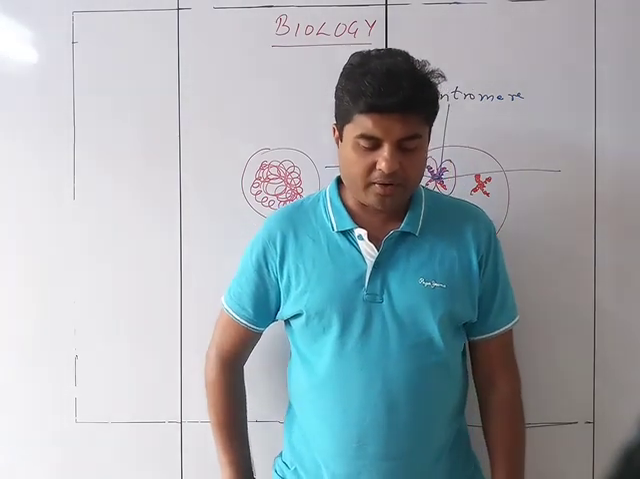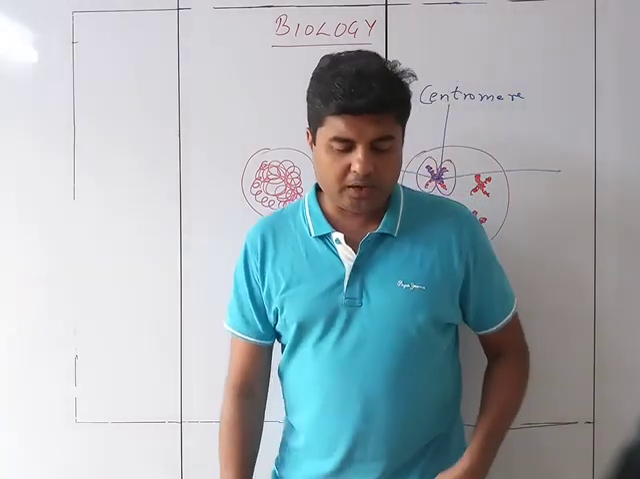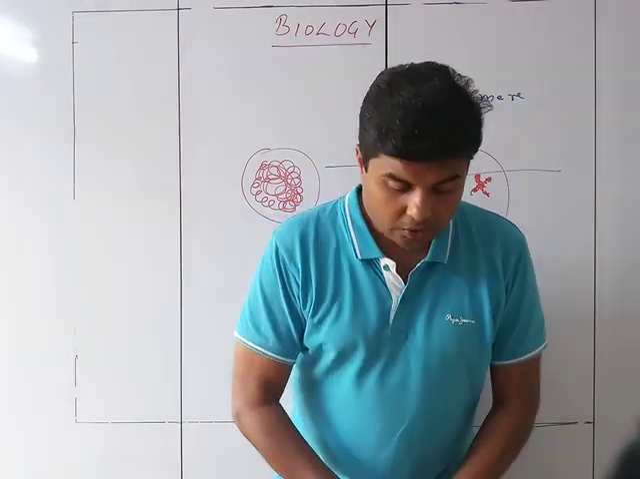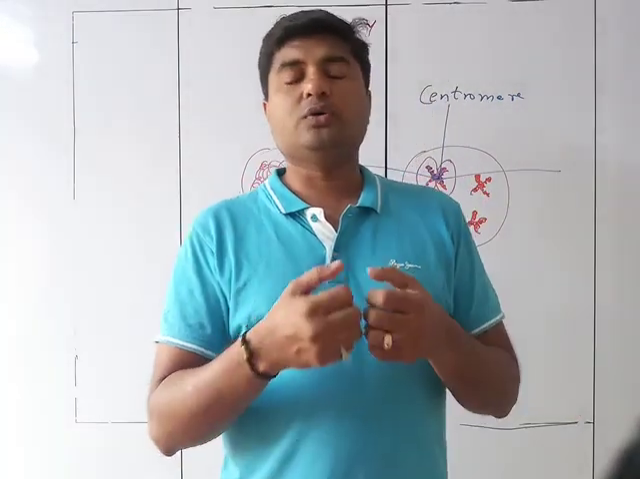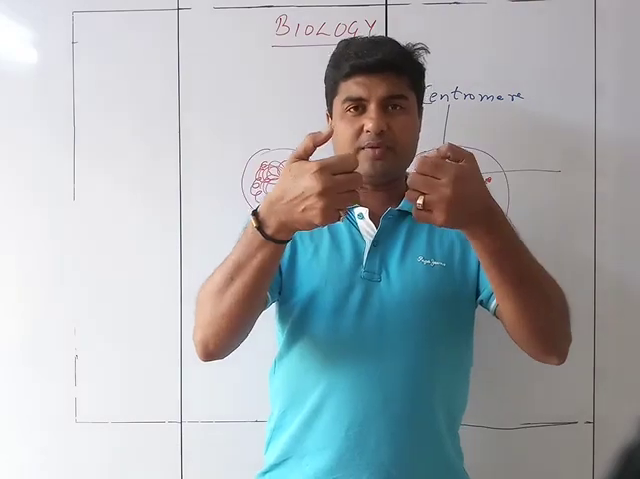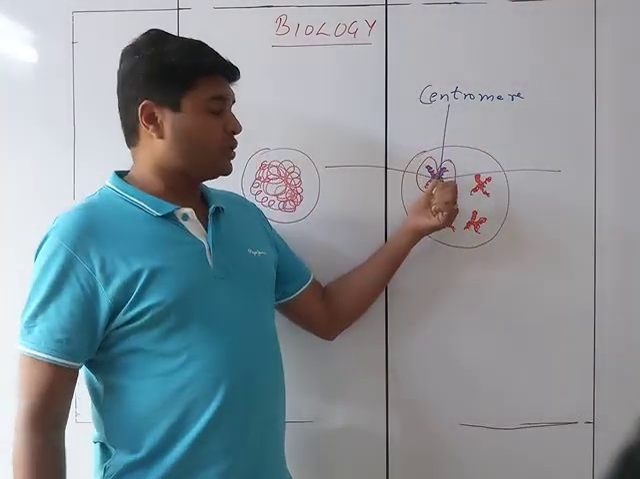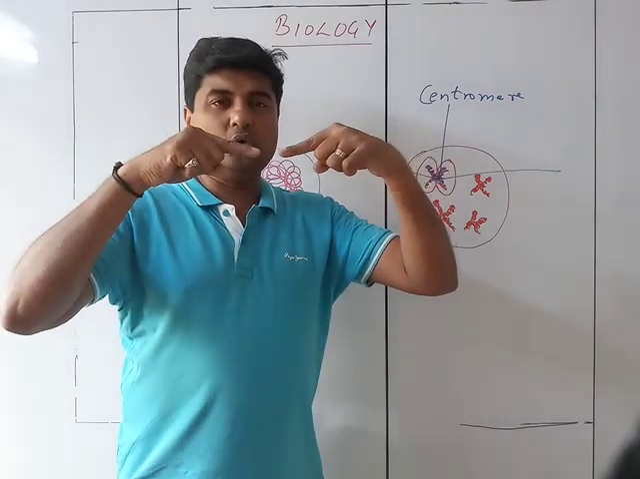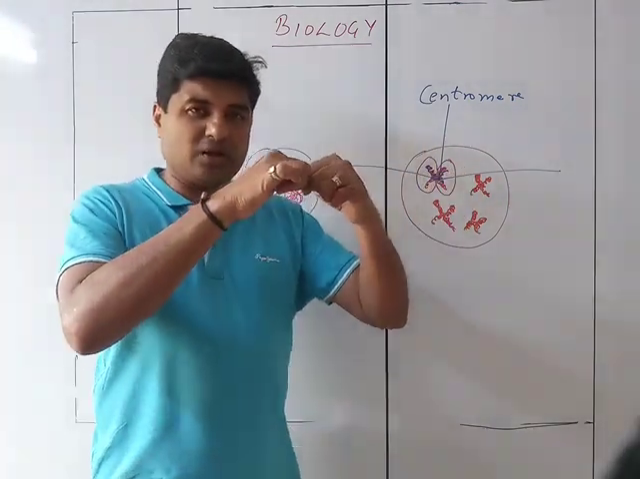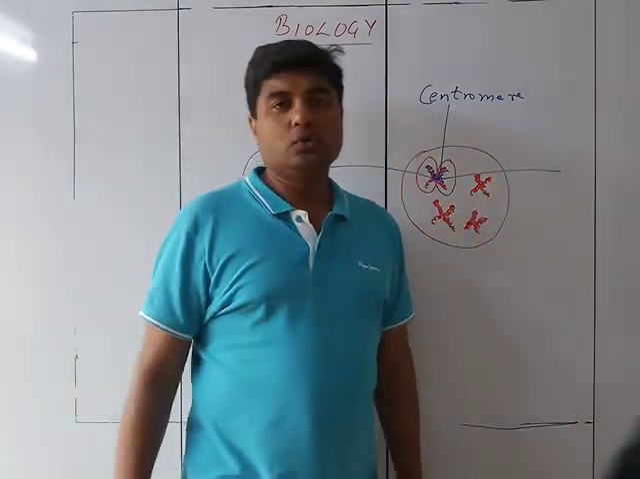As the spindle fibers contract, the sister chromatids are separated and pulled towards the poles to divide the whole cell. So basically, when the chromatin fibers are there, the chromatin fiber forms into chromosomes. At the centromere, two spindle fibers come over, and these spindle fibers are going to contract, and as they contract they are going to pull apart the two chromatids.